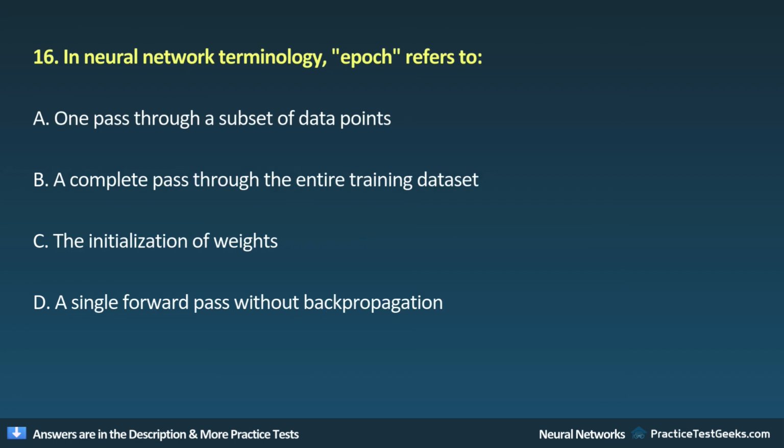16. In neural network terminology, epoch refers to A. One pass through a subset of data points.